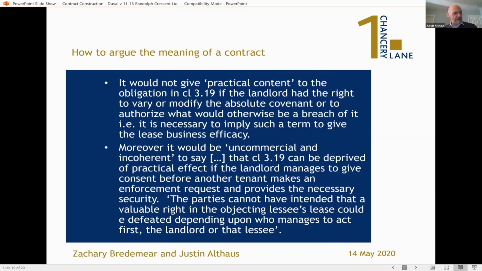Adopting the commerciality approach, they said it would be uncommercial and incoherent to say that clause 3.19 can be deprived of practical effect if the landlord manages to give consent before another tenant makes an enforcement request and provides the necessary security. Lord Kitchen said this: the parties cannot have intended that a valuable right in the objecting lessee's lease could be defeated depending upon who manages to act first, the landlord or that lessee.